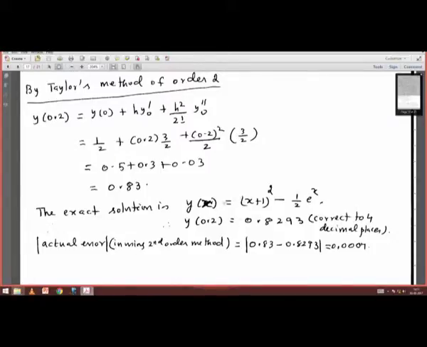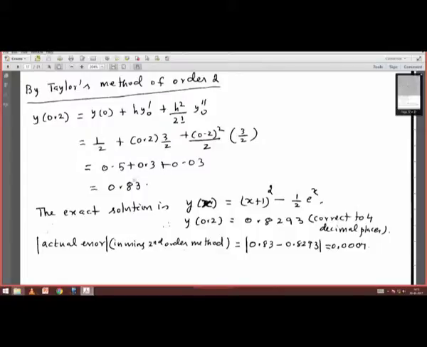The exact solution is (x plus 1) the whole square minus e power x by 2, and this can be immediately verified by computing the derivative y prime. So, since I have computed the solution at point 0.2, I evaluate y at x equal to 0.2. So, substitute x as 0.2 and that gives you y at 0.2 to be 0.8293, and this is correct to 4 decimal places. So, what is the actual error when we use second order method?